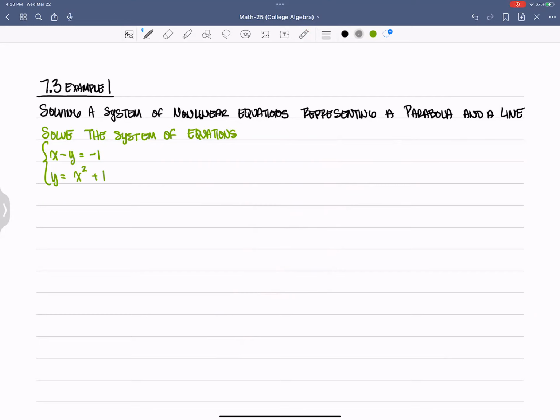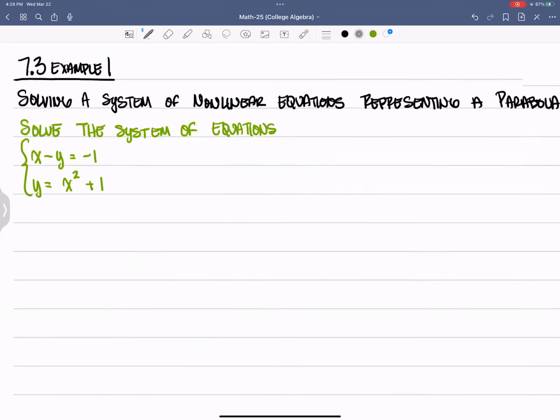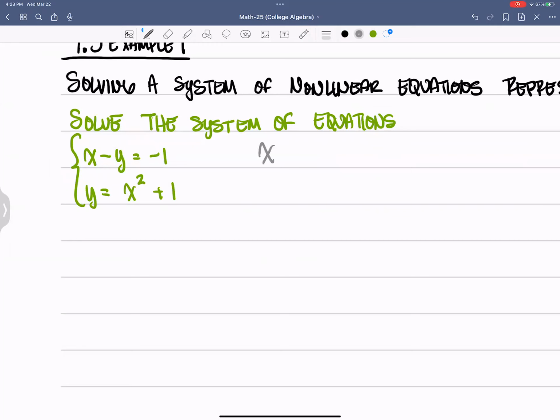We could use any method. I kind of feel like we're set up perfectly for substitution because we have our y isolated. So let's try that. So equation 1, we have x minus y equals -1, and we're plugging in x squared plus 1 for y. So x minus y, y in this case is our x squared plus 1, and that's equal to -1.